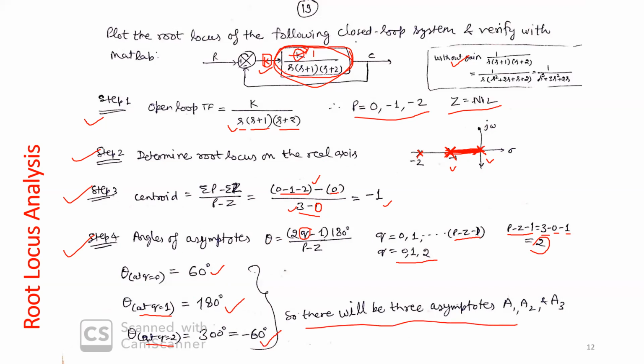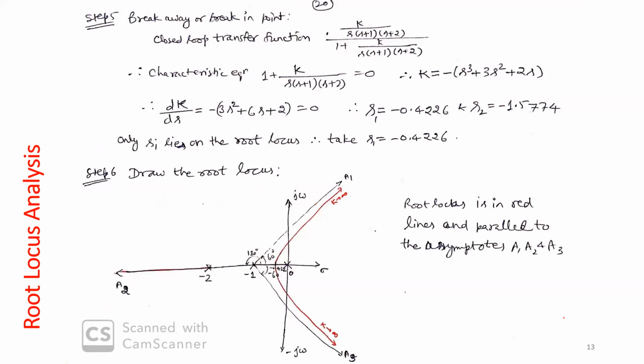So there will be 3 asymptotes, say A1, A2, A3. At 60 degrees, starting from -1, there will be the first asymptote A1. The second asymptote is at 180 degrees, which is asymptote number 2, starting from -1. The third one also starts from -1, at -60 degrees. Okay, so the 3 asymptotes A1, A2, A3 are done.